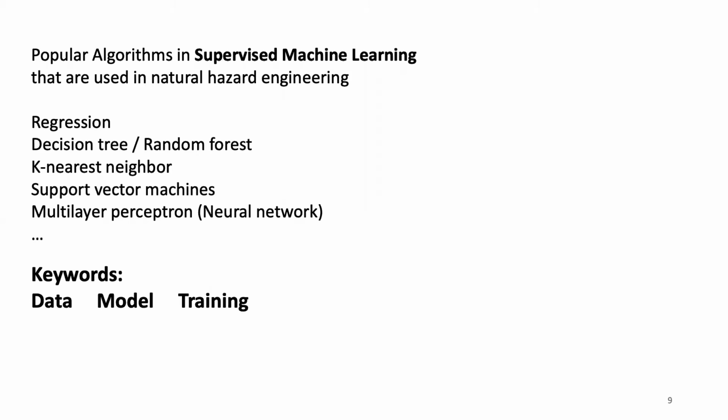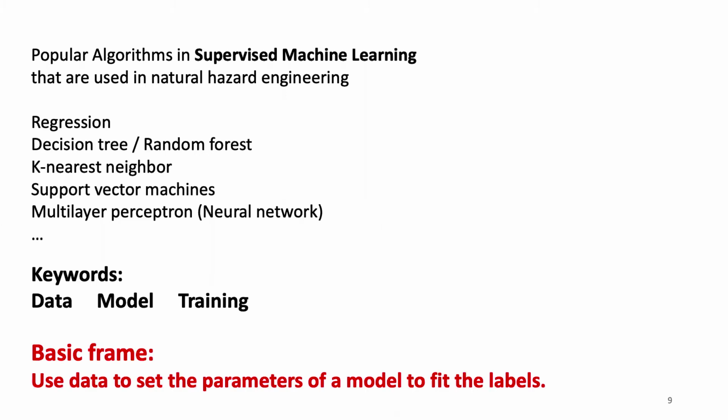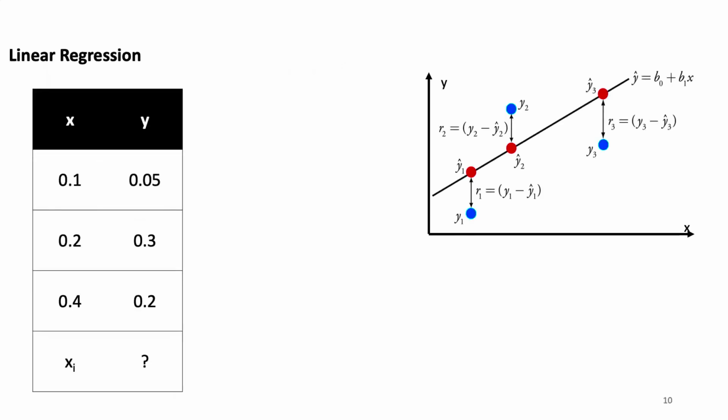The keywords in supervised learning are data, model, and training. That means you're going to use the data to set the parameters of a model to fit the labels. The first algorithm we're going to talk about is linear regression. There are actually a lot of regression models, but linear regression was the first type of regression analysis to be studied rigorously and to be used extensively in practical applications.